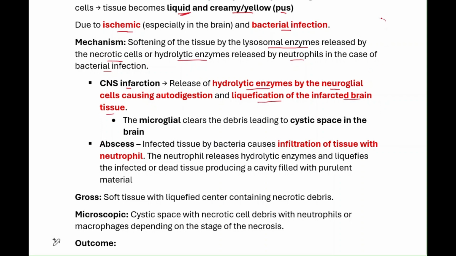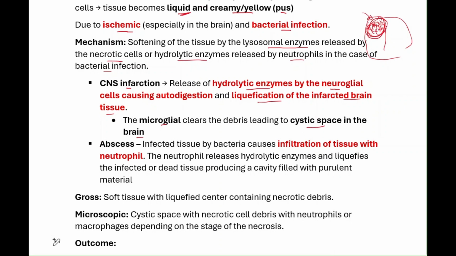And because of that, if this is the brain, and let's say the stroke is here, once they liquefy that area, what's going to happen now? Then the macrophage of the brain is going to move there. And who is the macrophage of the brain? The microglia cells. Those microglia cells are going to move there and remove those dead tissue, those liquefied tissue. And once they remove them, that will create a space in the brain. So that will create a cystic space in the brain.